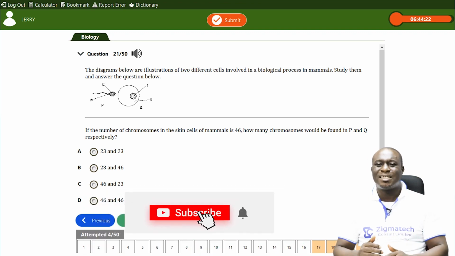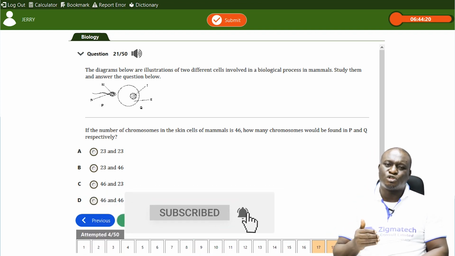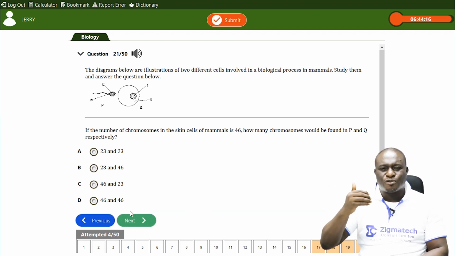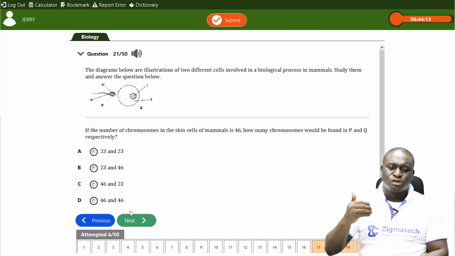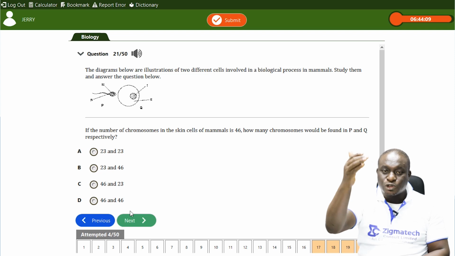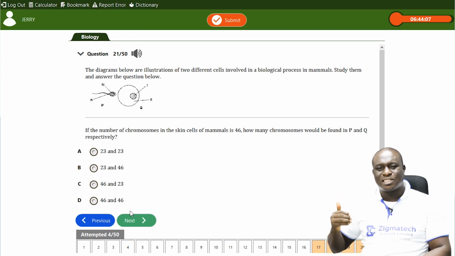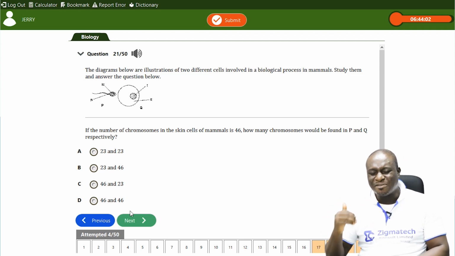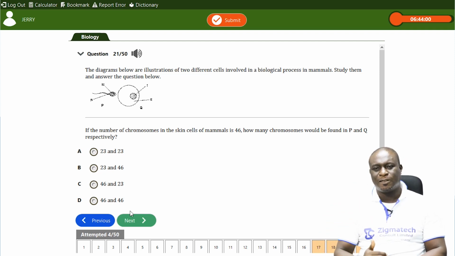Now, haploid cells means that the number of chromosomes in the daughter cells is half the number of chromosomes in the parent cell. So if the parent cell has a total of 46, it means that the daughter cells will each have a total of 23. That is half the number of the parent cell. So if you look at that particular question, the correct answer is A. So we have 23 and 23.